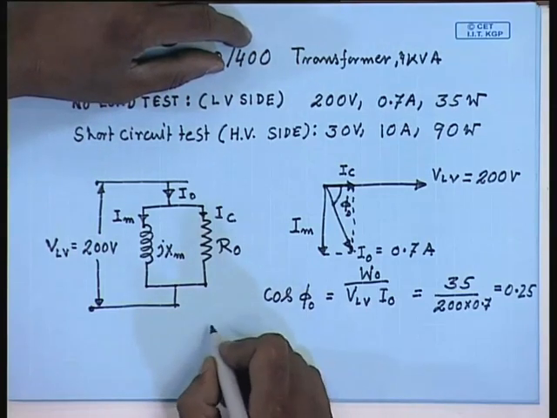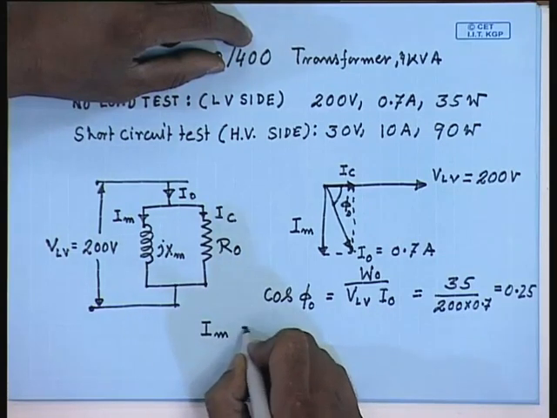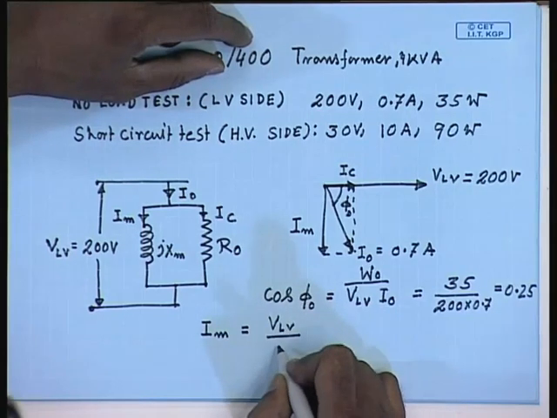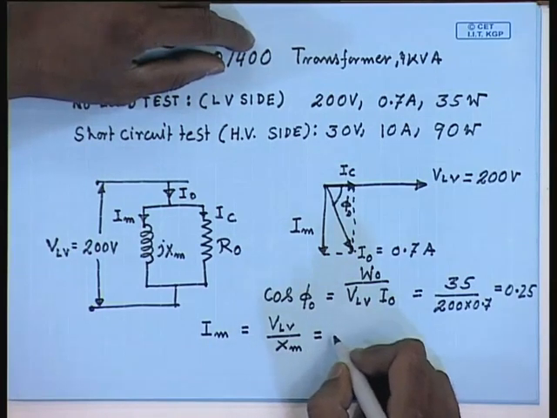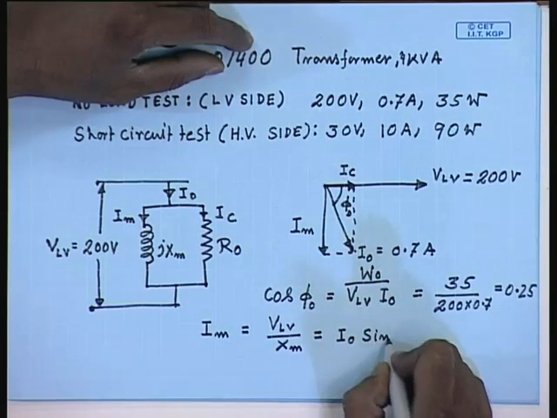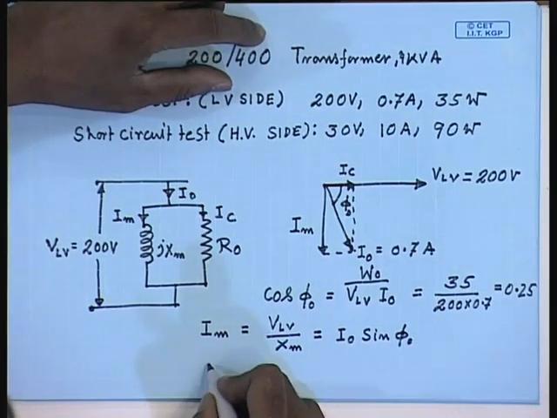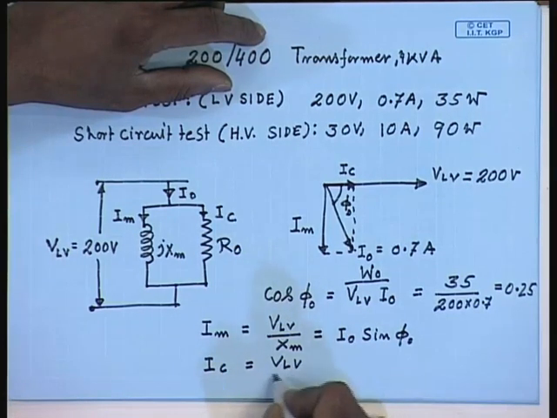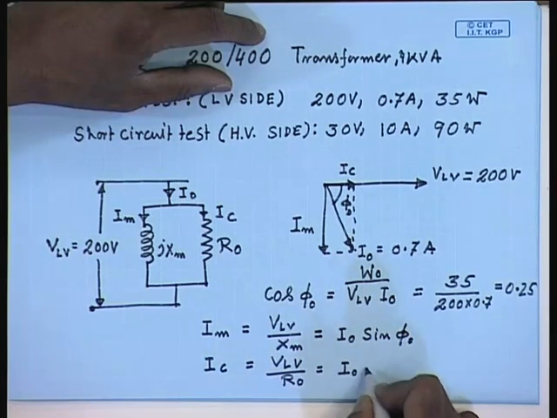But what is IM? IM equals VLV by XM, but this is also equal to I0 sin phi 0, and IC equals VLV by R0 equals I0 cos phi 0.